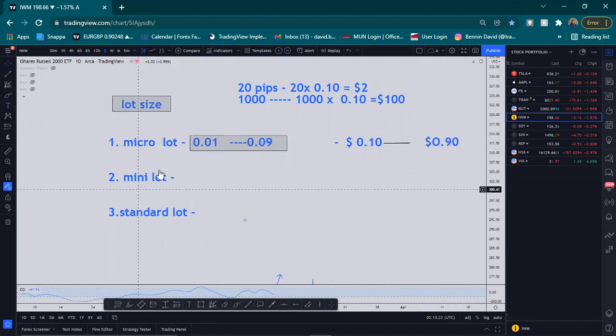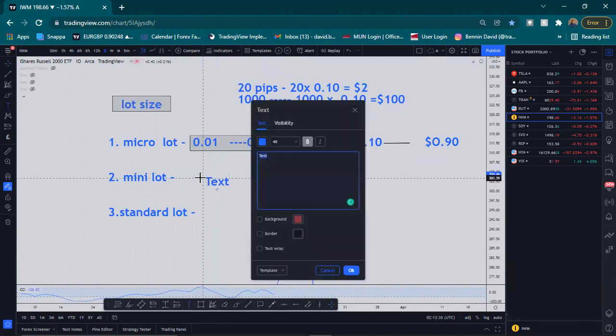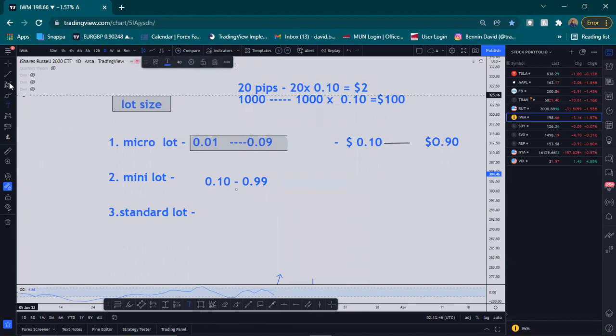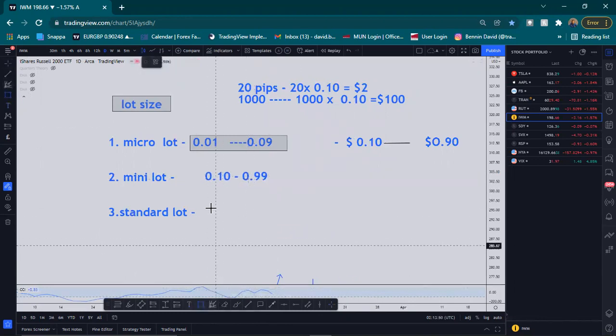So the next category is a mini lot. Mini lot is just a continuation of 0.09. So from 0.09 we go to 0.10. That category is called mini lots. So mini lot is from 0.10 all the way to 0.99. If this is the lot size you are using, we say you are using a mini lot.